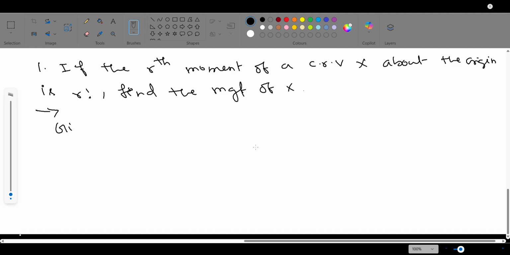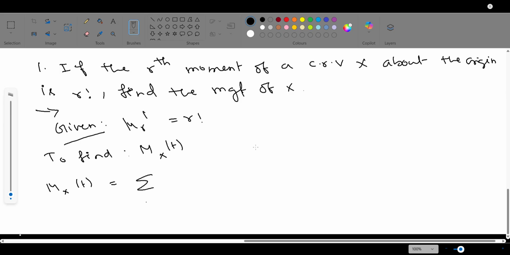Actually, what is given? Given is the rth moment of a continuous random variable about origin. So mu r dash is given, which is nothing but r factorial. What actually we need to find? M x of t, the moment generating function about origin. But what we know, M x of t is summation over r equal to 0 to infinity mu r dash into t power r by r factorial.